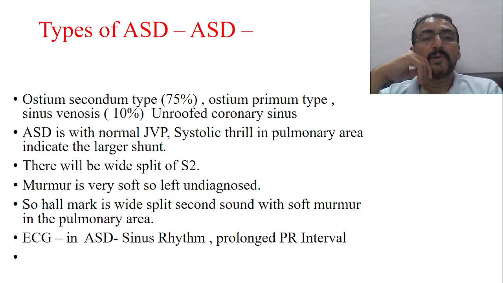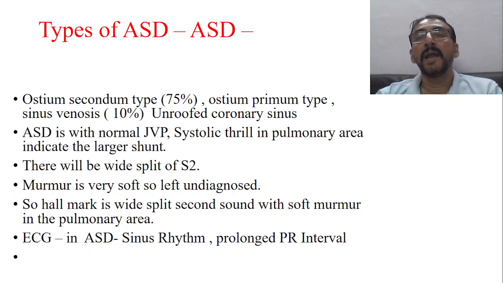So the hallmark, if you want to identify the ASD, is the wide second heart sound split. That's very important. The murmur may be heard, may not be heard, but the split is there. Okay, wide split S2. S2 is widely split. That's commonly seen because S2 means there is closure of the aortic valve and the pulmonary valve also.